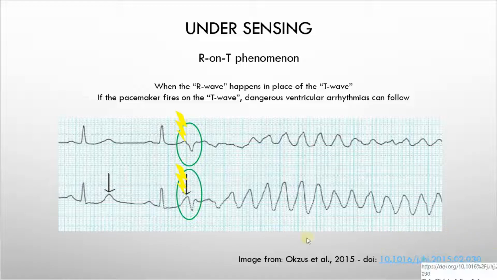So in this phenomenon, when the ventricles are supposed to relax, they contract instead. In this example, P, QRST, okay, that's fine. P wave, QRS, and this is supposed to be a T, so here the ventricle is supposed to relax. But if the pacemaker, because it's not sensing properly, accidentally fires on the T wave, it can throw the patient into ventricular arrhythmia, which could be very dangerous if not lethal.